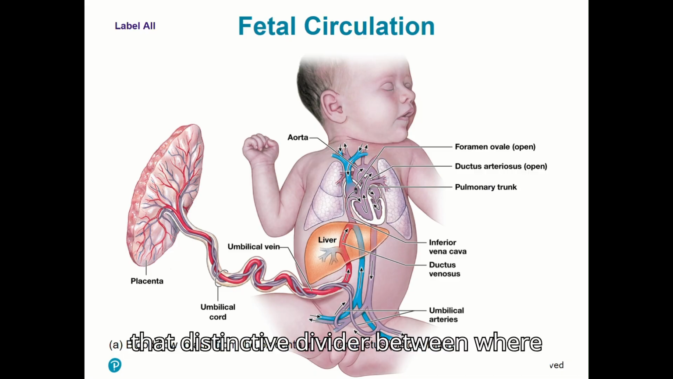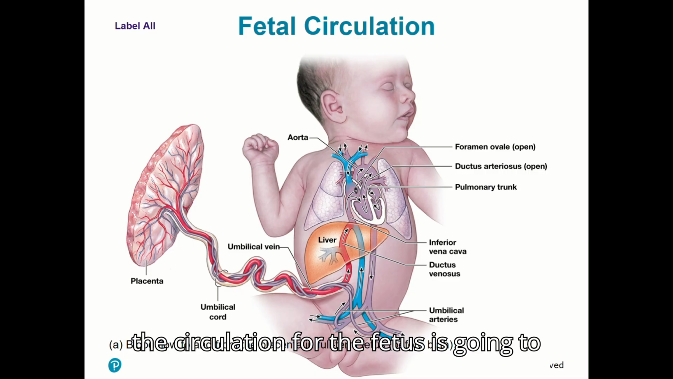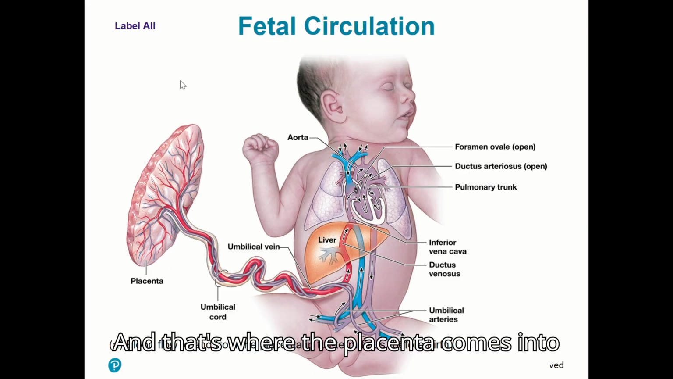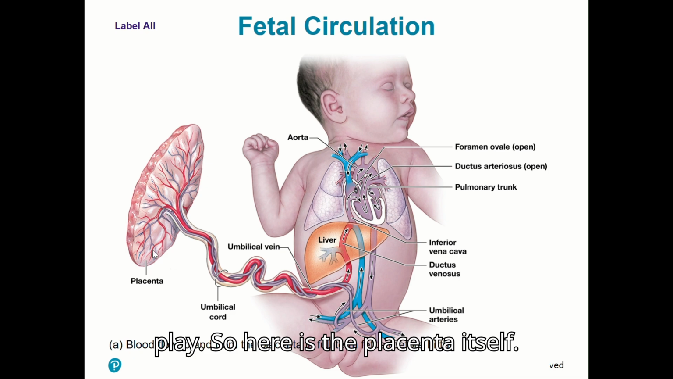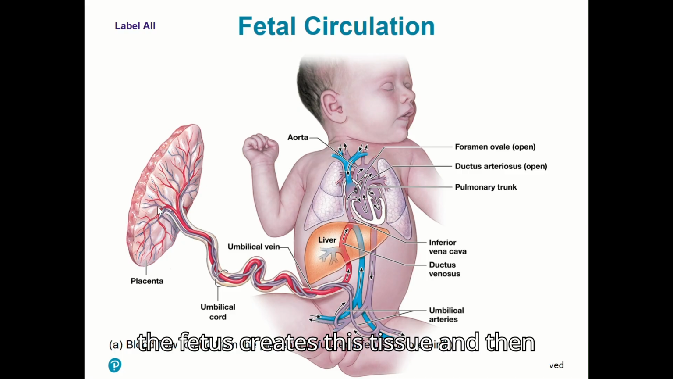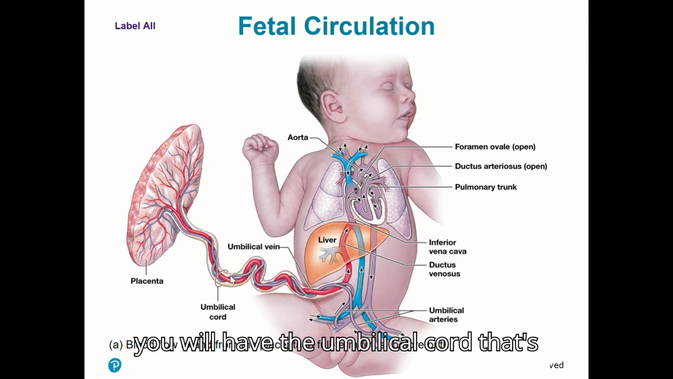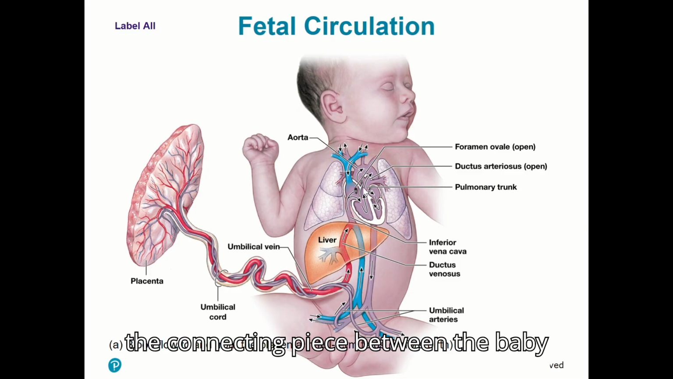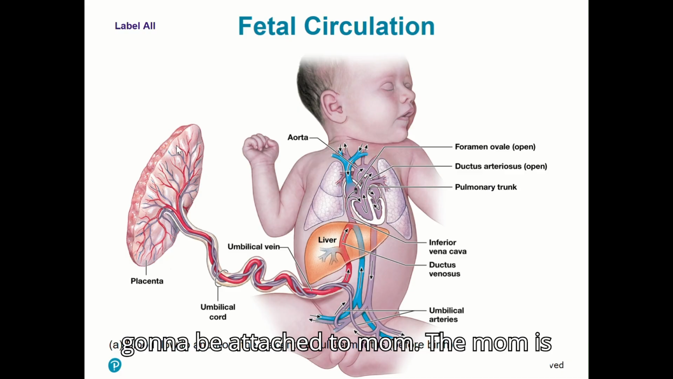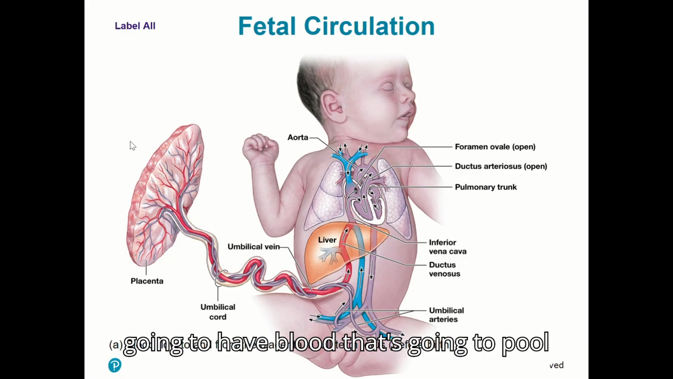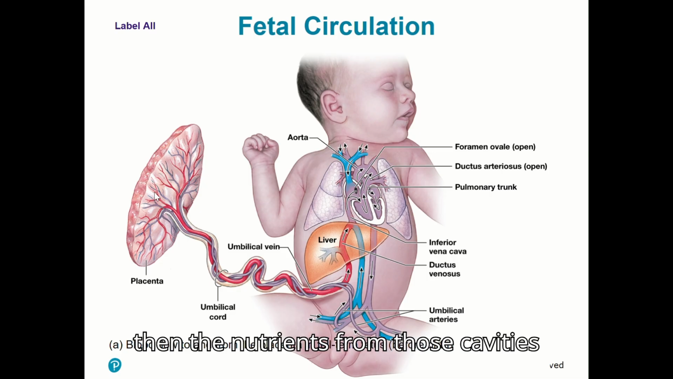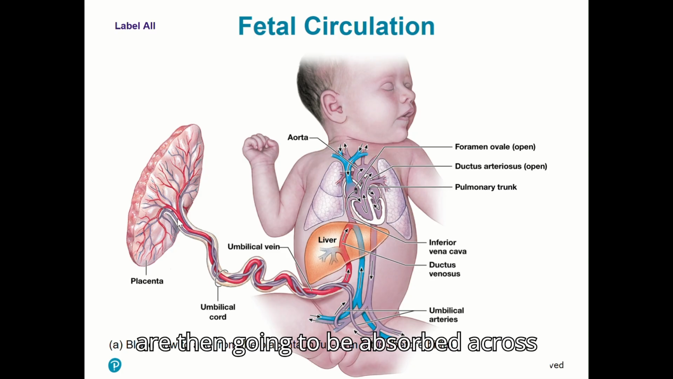So we need to have that distinctive divider between where the circulation for the fetus is going to be and the circulation for the mother. And that's where the placenta comes into play. So here is the placenta itself. This tissue is created by the fetus. So the fetus creates this tissue, and then you will have the umbilical cord that's the connecting piece between the baby and then to the placenta, which is then going to be attached to mom. The mom is going to have blood that's going to pool into cavities within the placenta, and then the nutrients from those cavities are then going to be absorbed across here.